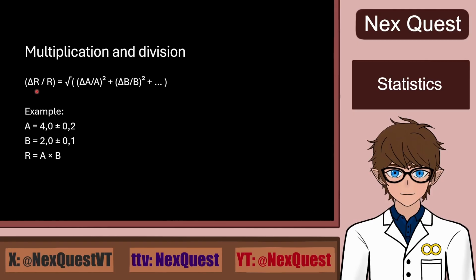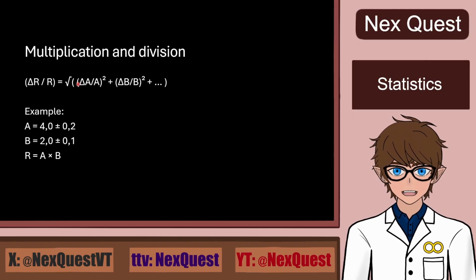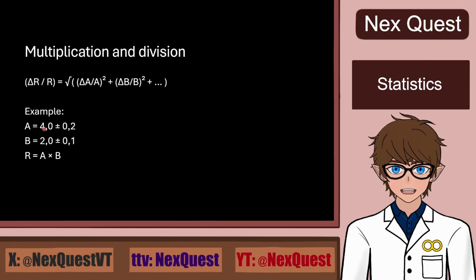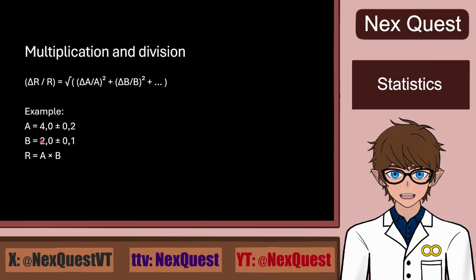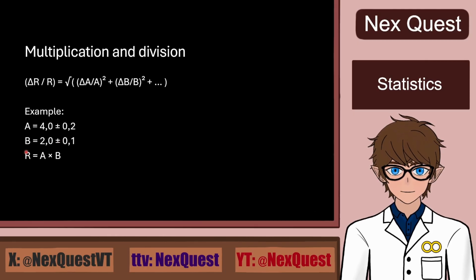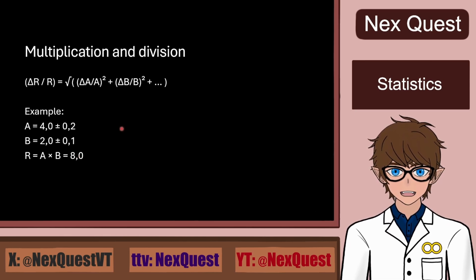So for the example, because I'm slightly sick and I'm overcomplicating everything, we have A being 4.0 plus minus 0.2, B, 2.0 plus minus 0.1, and R, which is A times B. So if we multiply the base values, we get 8. Why do we keep the decimal point there? I'll explain this after this example is solved.